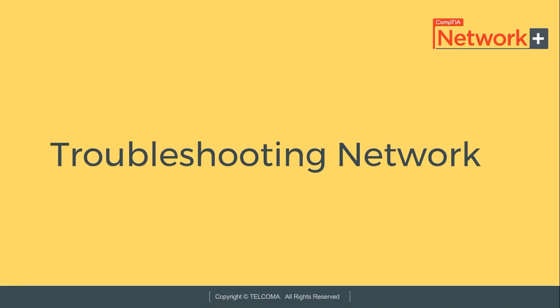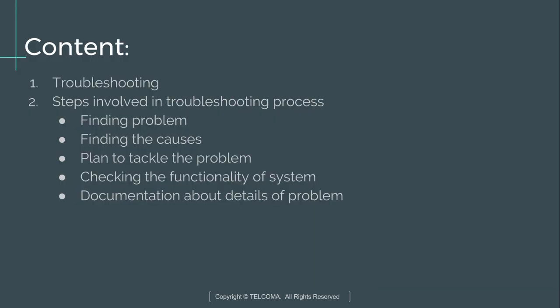Hello, today we are going to discuss troubleshooting a network, how to troubleshoot a network. Here we will learn what troubleshooting is and the various steps involved in the troubleshooting process, like finding the problem, finding the cause of the problem. Then we have to make a plan to tackle that problem, and after making the solution, we have to check the functionality of the system, and then at last we have to document all the details of the problem. So let's discuss these in detail.